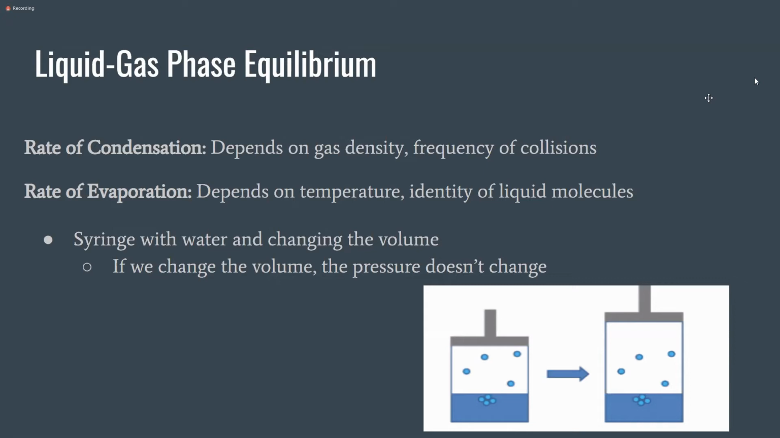Then the main factor that affects the rate of evaporation is your temperature, because just as we discussed, if you increase the temperature, you increase the fraction of molecules that have enough kinetic energy to overcome the IMFs and escape to the gas phase. So if you have higher temperature, you expect a higher rate of evaporation.